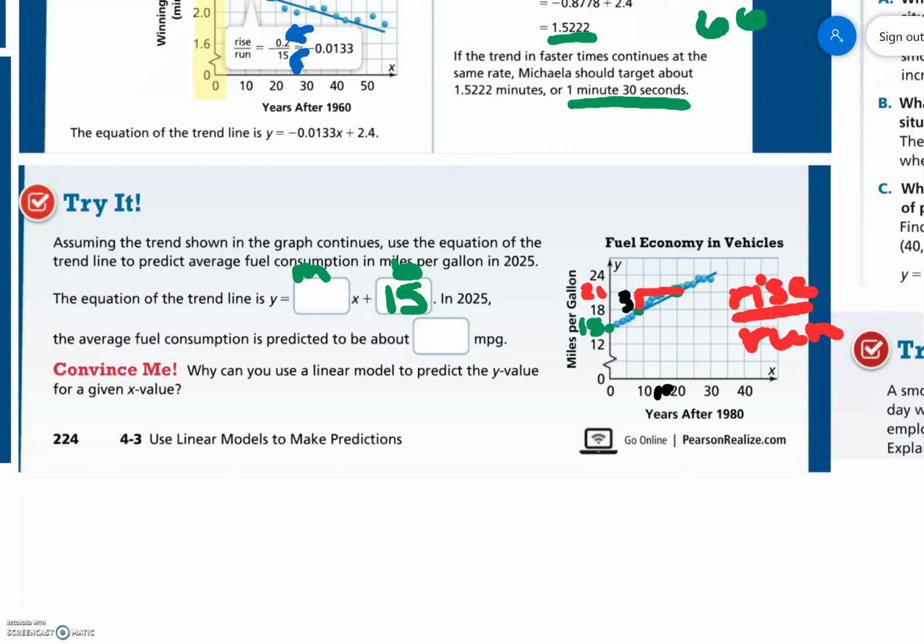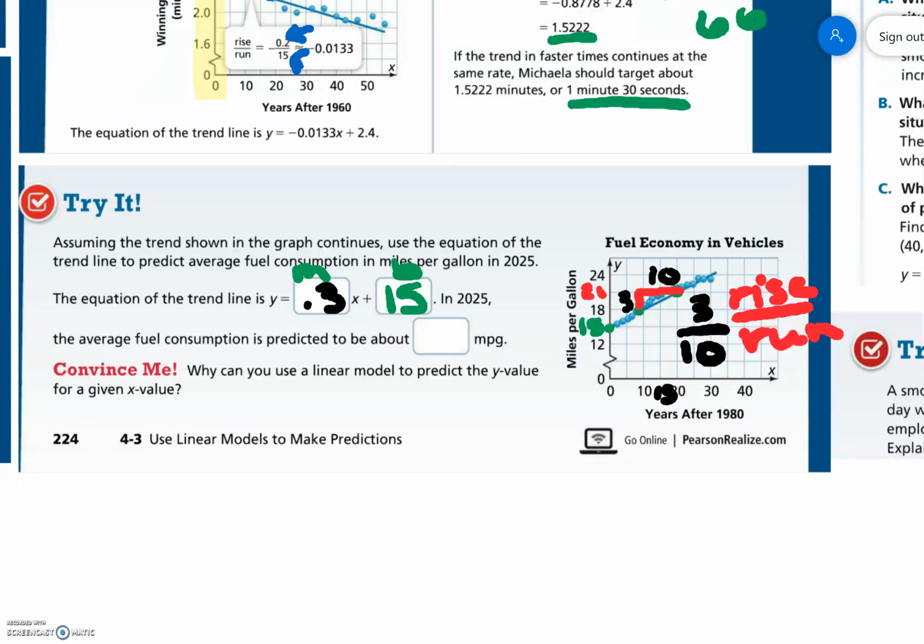And looking at the bottom, each box goes over by 5s. So it goes over 2, so that's over 10. So our rise is 3, our run is 10, meaning our slope is 0.3. 3 divided by 10 gives us 0.3.